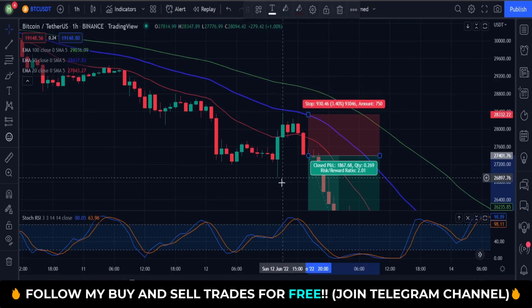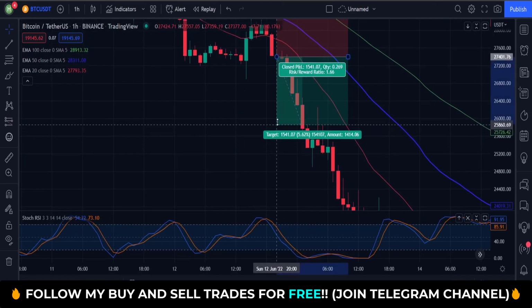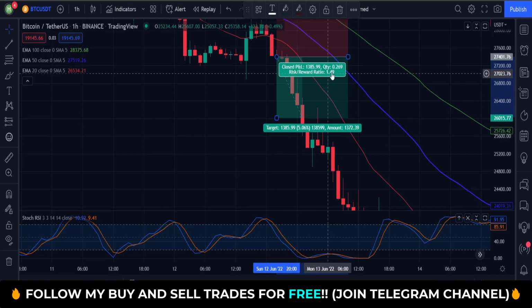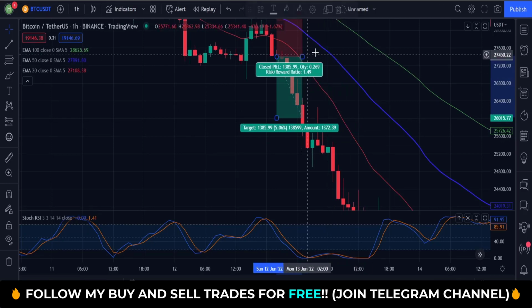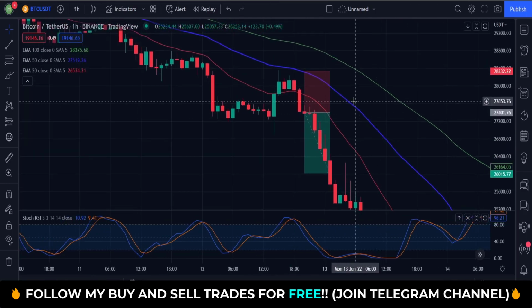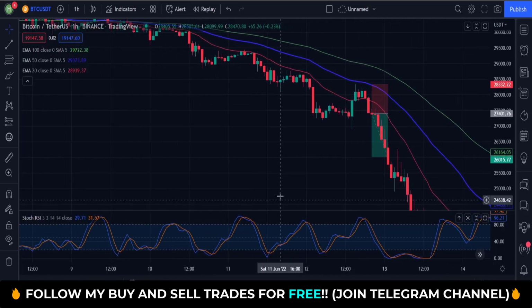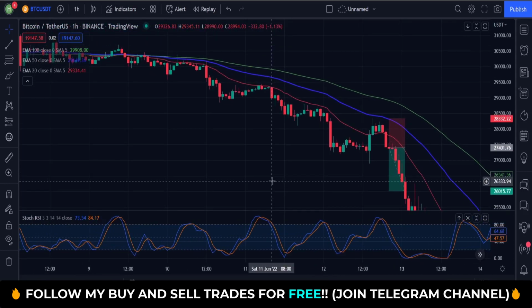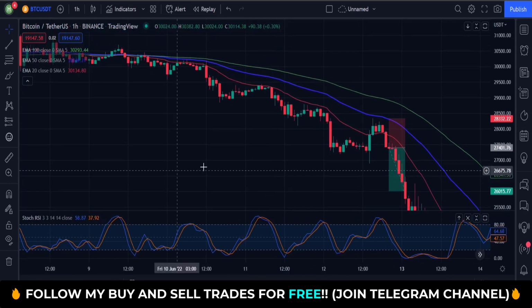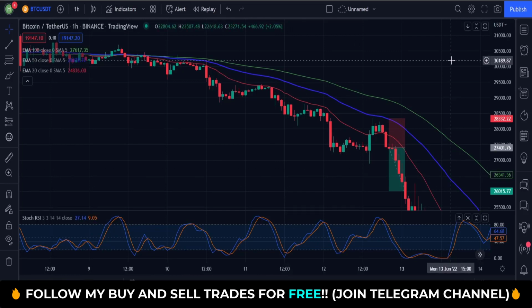So we'll enter here at this candlestick. The stop loss will be set at the recent swing high, and the take profit target will be set at 1.5 times the risk. And this would have been a successful trade. The strategy might seem a bit complex, but once you have mastered it, it's going to be very easy for you to spot the perfect trade entries. So basically, that's the gist of the strategy.